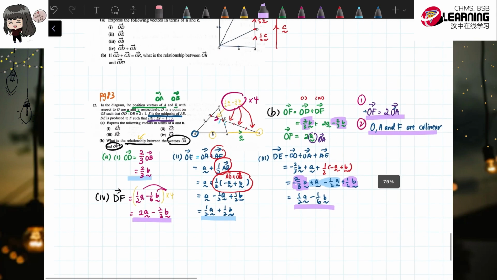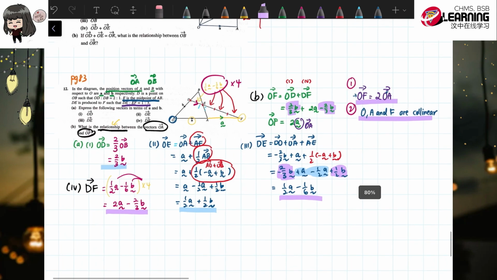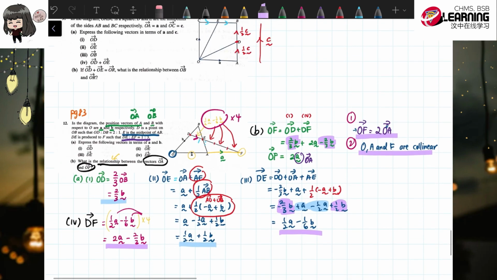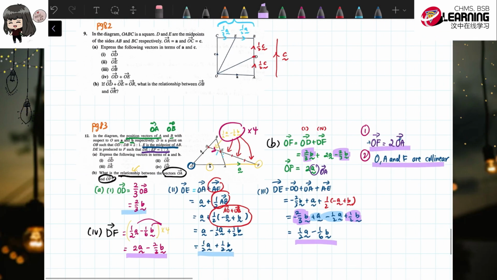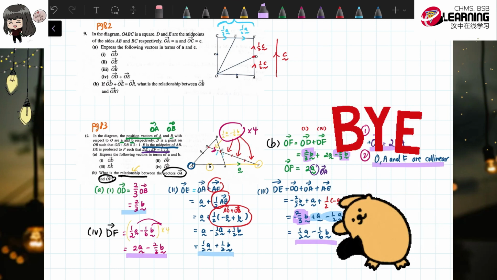I think this question is kind of difficult for you. You can go through it again and revise how to do this question. And I leave question number 9 for you to do. That's all from me, and that's all for vectors. We are finished, but we have to do some past year questions. All right, that's all.